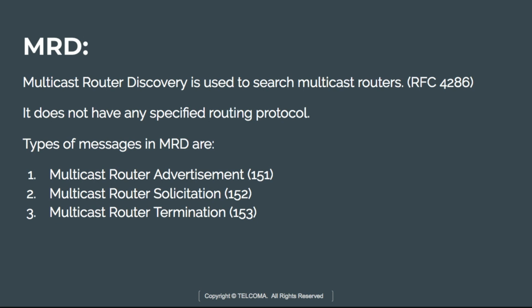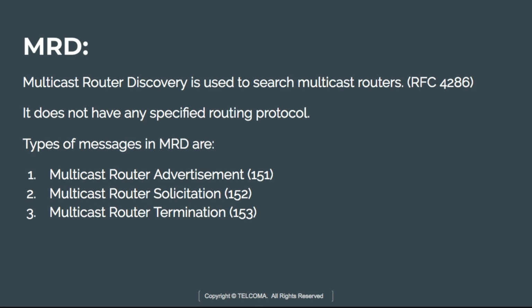So multicast router advertisement is a message sent by a router to advertise that IP multicast forwarding is enabled. Here it is sent from a link local source address to the all-snoopers multicast address. Then is multicast router solicitation. This message is sent by a device in order to solicit an advertisement message from multicast routers, and it is sent to the all-routers multicast address. Next is multicast router termination.